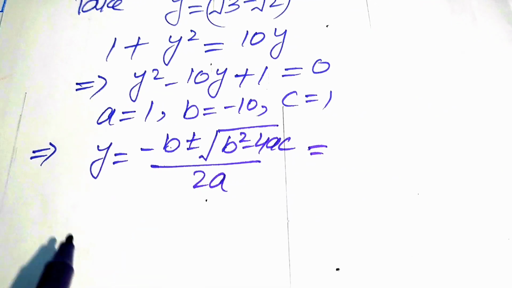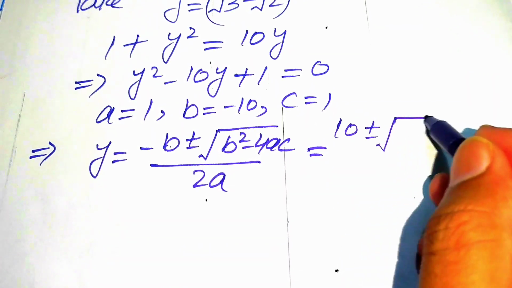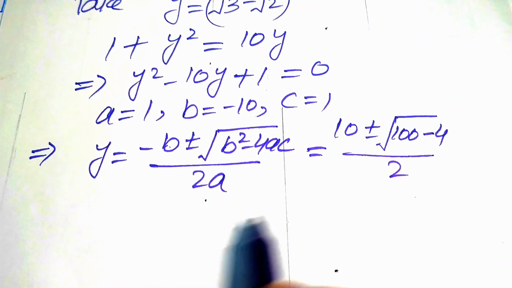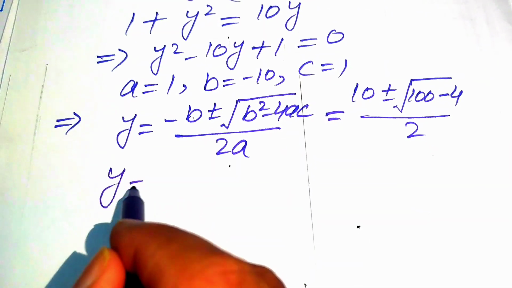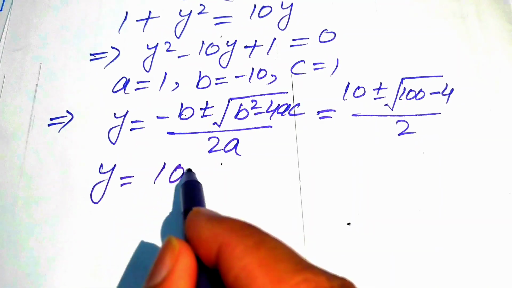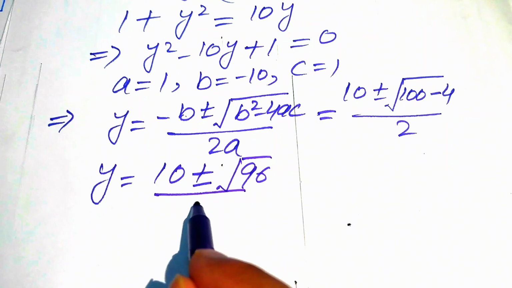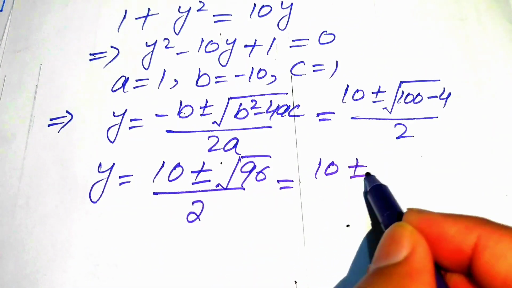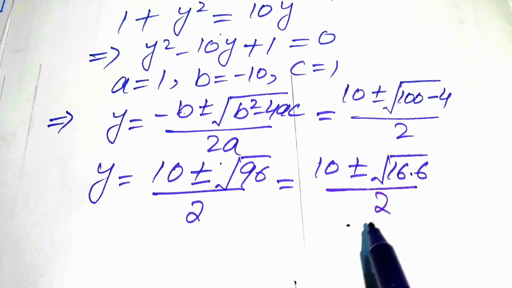And now we put the values of a, b and c here, and we get 10 plus minus square root of 100 minus 4, divided by 2. So this is the direct simplification. We write y equals 10 plus minus square root of 96 over 2. We again write this 96 as 16 times 6, so 10 plus minus square root of 16 times 6, divided by 2.